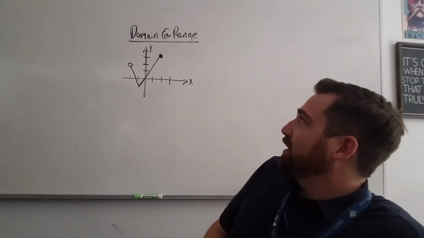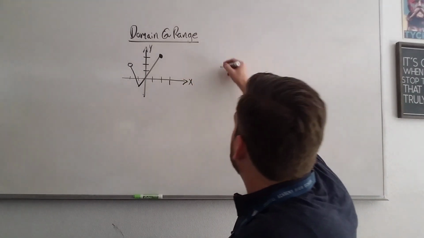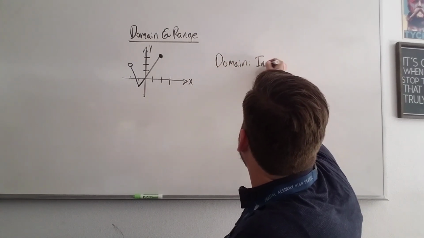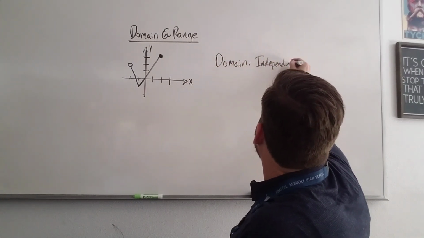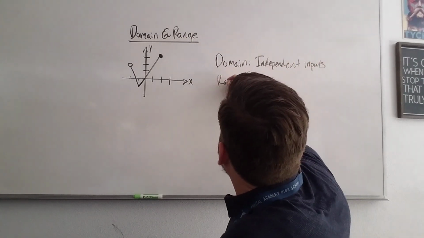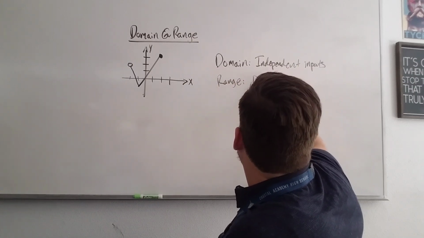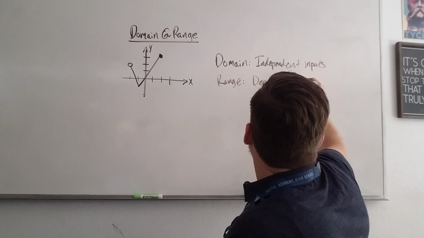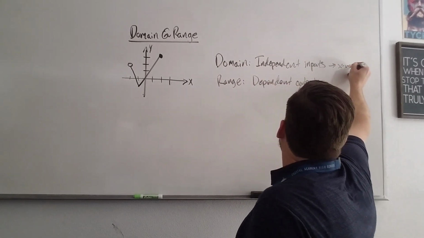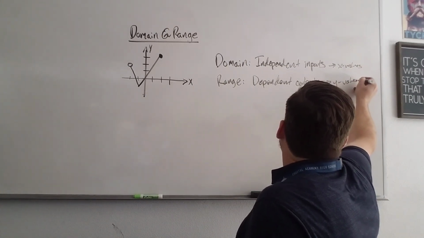So, for domain and range, we've talked about this a little bit before. There's two different things. The domain always refers to your independent inputs, and the range always deals with your dependent outputs. In terms of x and y, domain is always going to be your x values, and your range is always going to be y values, okay? So let's take a look at how this looks on an actual graph for a moment here.